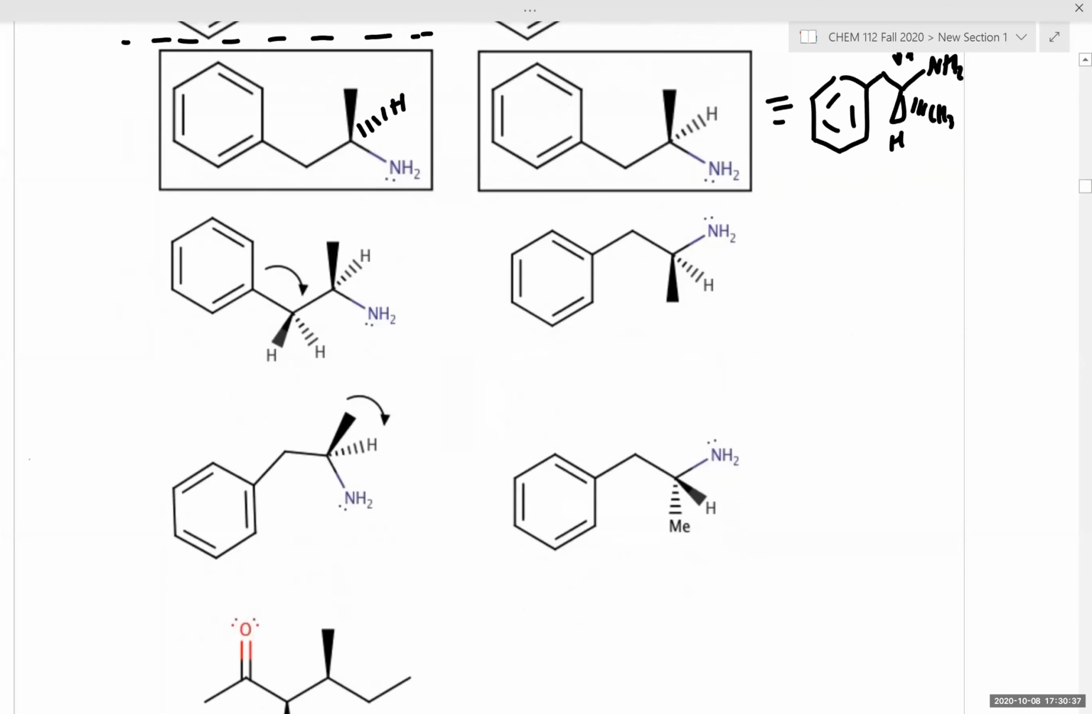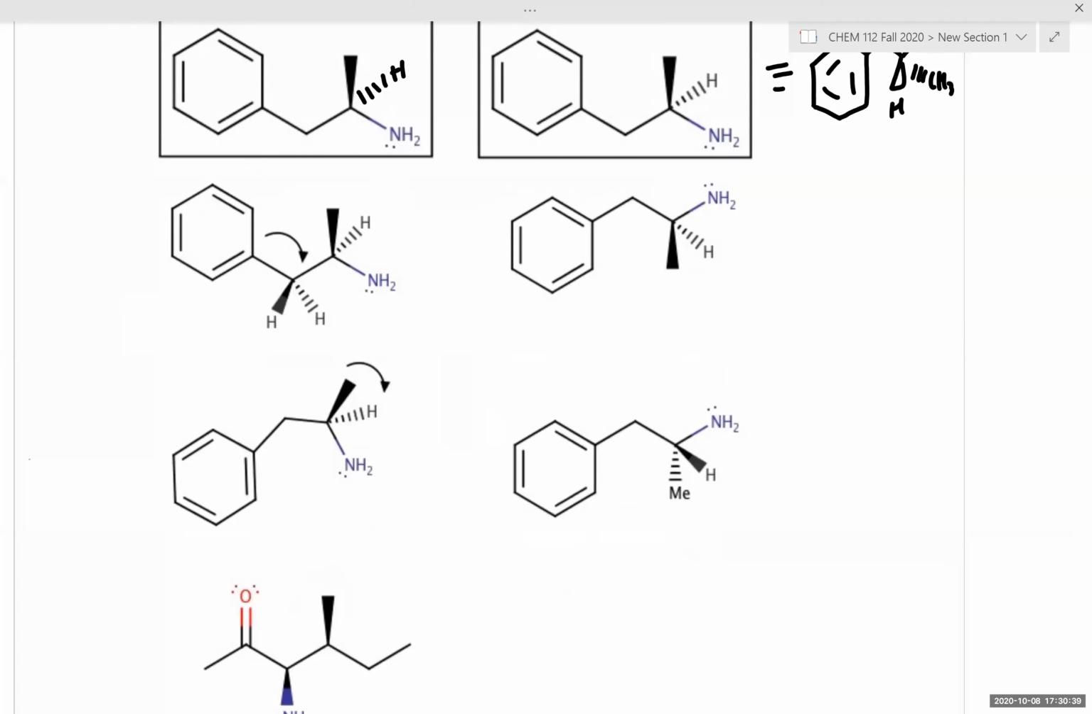Okay, so the same rotation that I did with a model kit can also be drawn by hand by rotating your carbon-carbon bonds. And here we can very clearly see that both of our stereocenters have the opposite stereochemistry.